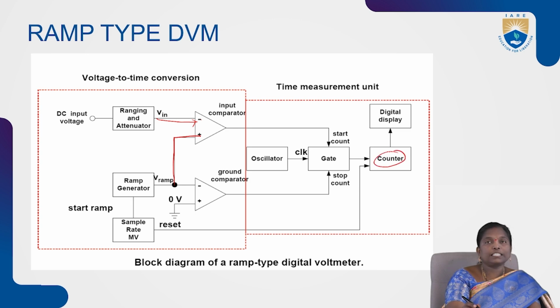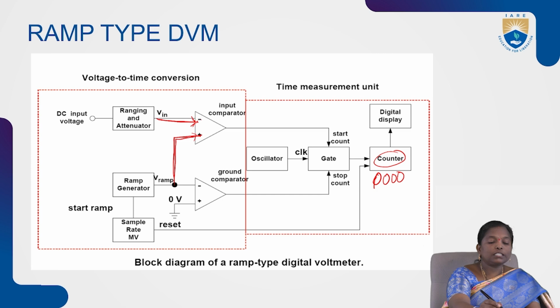While applying the input, we have to reset the counter. Whatever count is present before starting the operation, we reset the counter to 0. After resetting the counter value to 0, we apply the input. One input for this comparator is the DC input voltage, and the other input is the ramp signal applied to the input comparator.